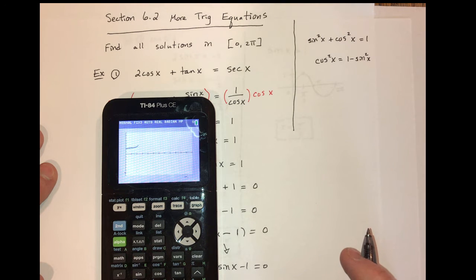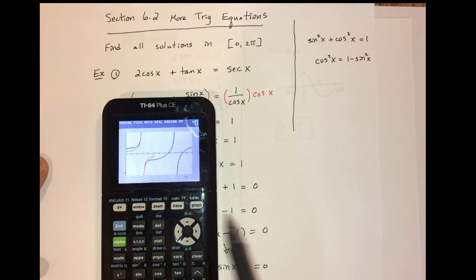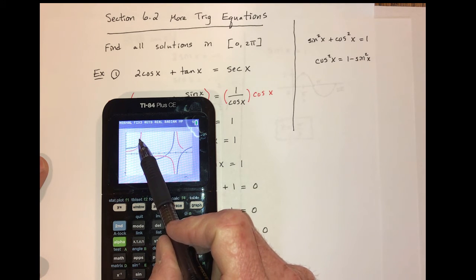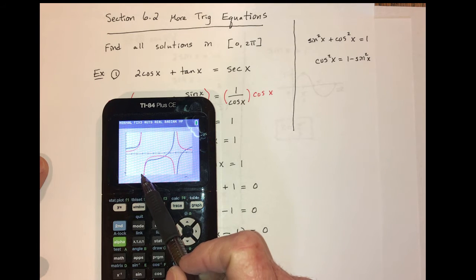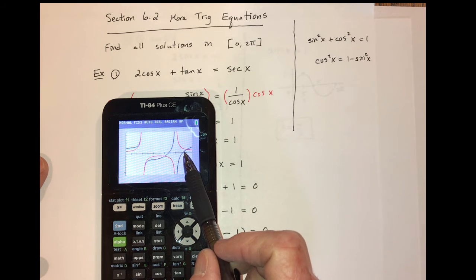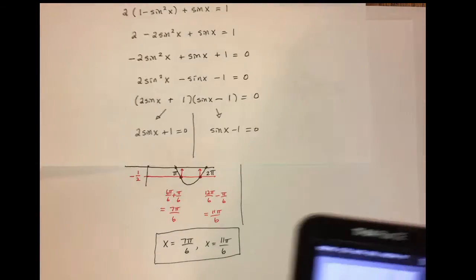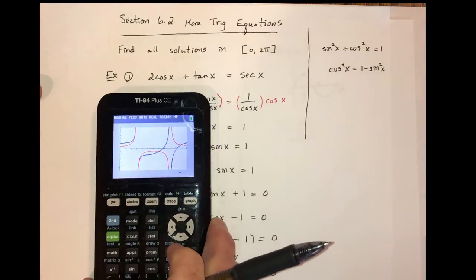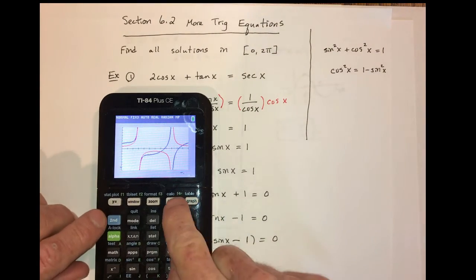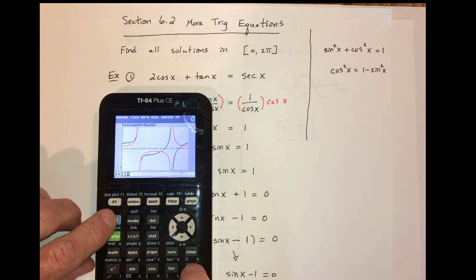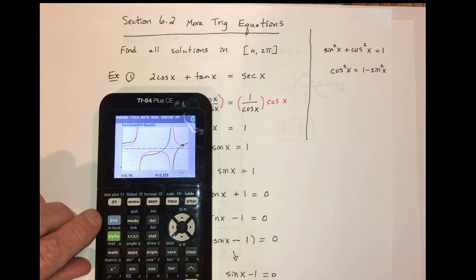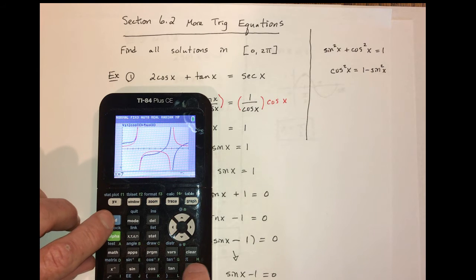Let's see. So here goes the first graph. And then the second one is going to be red, and we're looking for where they intersect. So it seems like there could be one solution right there, one right there, and one right there. So this one, I think, is going to be the 11 pi over 6. Since that's the easiest one to see, I'm going to check that one. Trace 11 pi over 6. Yes, that's correct.